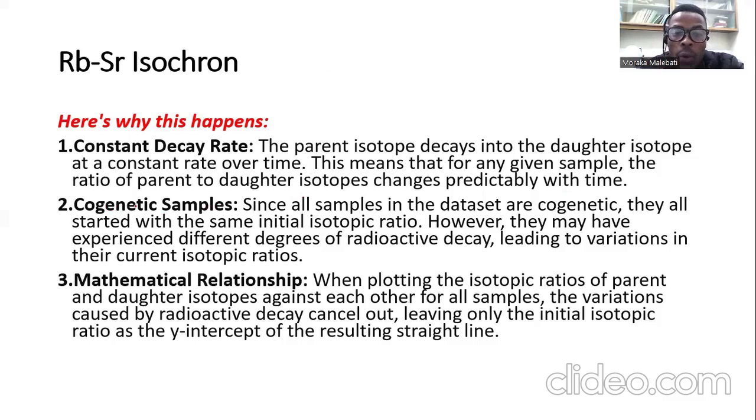Now, cogenetic samples. Since all the samples in the data set are cogenetic, they all started with the same initial isotopic ratio. However, they may have experienced different degrees of radioactive decay, leading to variations in their current isotopic ratios. So when plotting the isotopic ratios of parent and daughter isotopes against each other for all samples, the variations caused by radioactive decay cancel out, leaving only the initial isotopic ratios as the y-intercept of the resulting straight line.